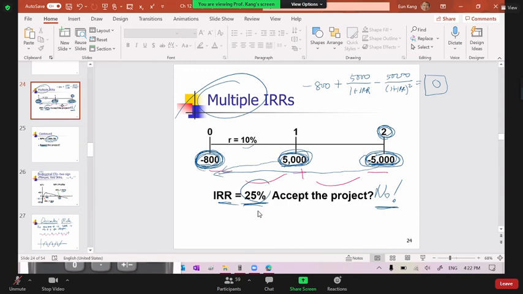So NPV is minus 800 plus whatever, and it is 0 only when you have IRR here, right? So you can solve for IRR from here, right? So you can just multiply by 1 plus IRR squared on either side.